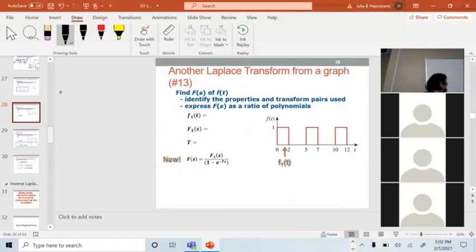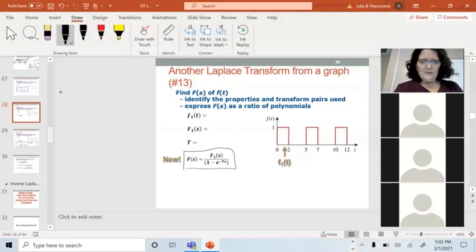This is another signal that you might see in the real world. I've got a digital clock. I've got something that's pulsing continually with time. Okay. The new property we're going to use is that F of s equals F1 of s, where f1 of t is just a single pulse.